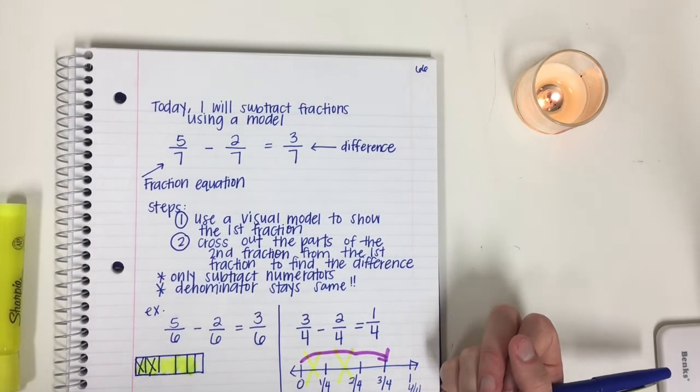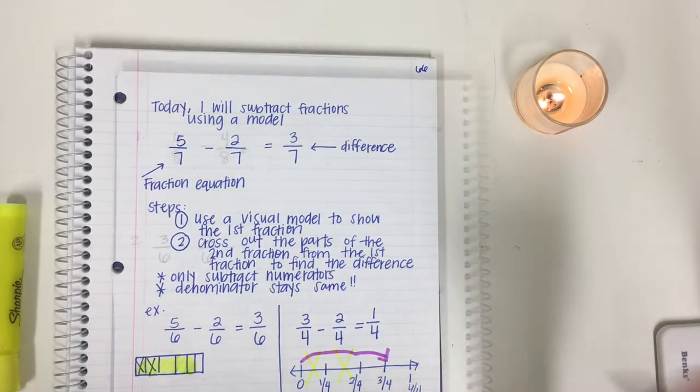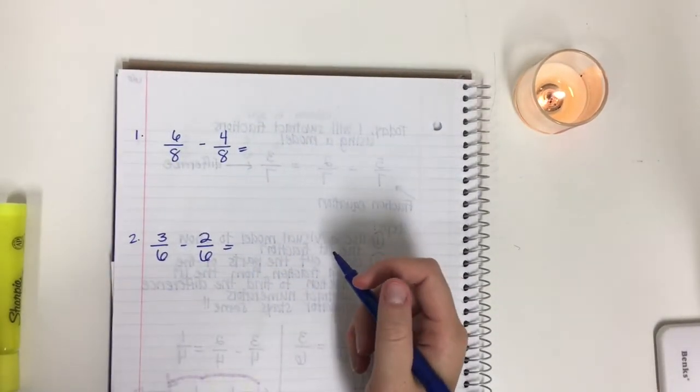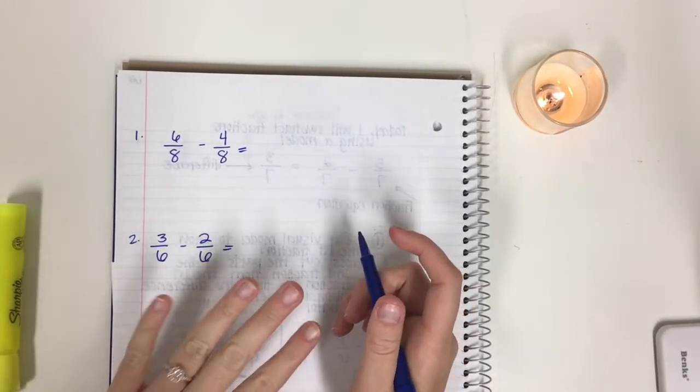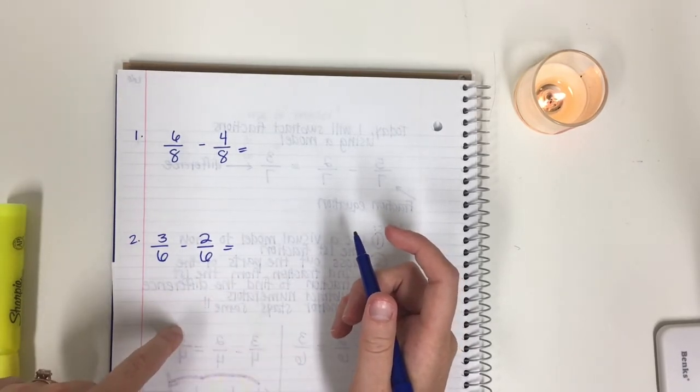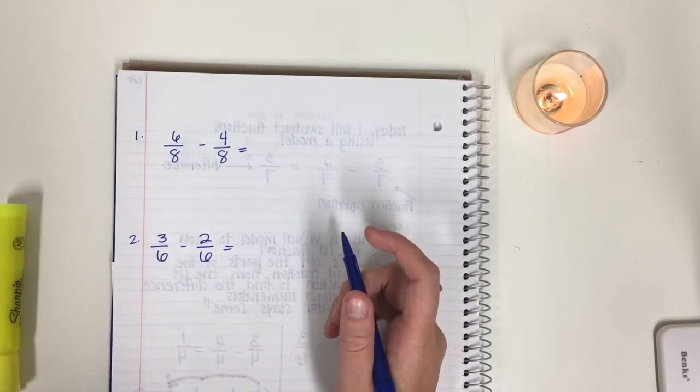Okay, so I'm going to give you 2 to work on tonight because these are nice and fast. These are the 2 I want you to work on. You can use whatever model you want. You can do a fraction circle, an area model like I did, or you can do a number line, whatever one works for you. Okay?